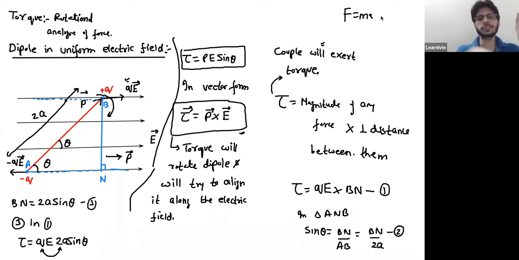Whenever you place a dipole in a uniform electric field, the net force acting on the dipole would be 0. Dipole will not experience any force, but it will experience a torque. This electric field will exert a torque on the dipole, and that torque will try to rotate the dipole. Basically, this torque tries to align the dipole moment in the direction of field.